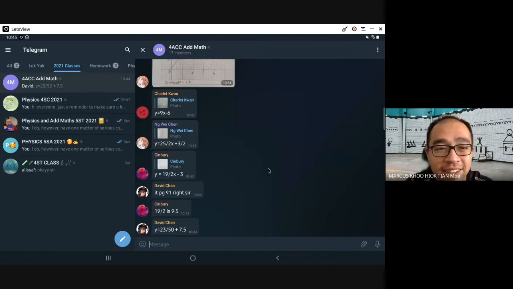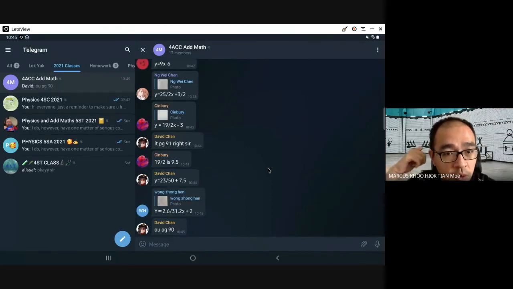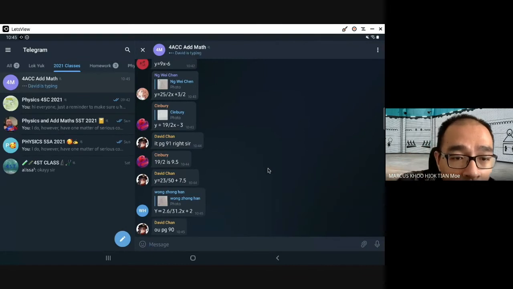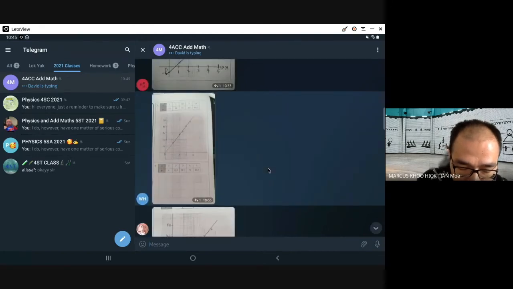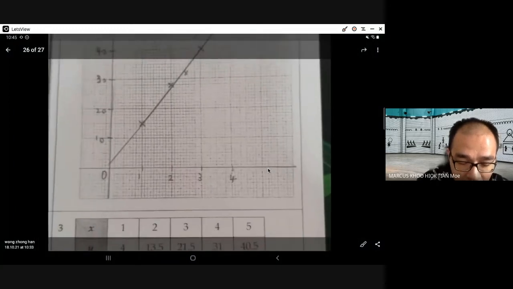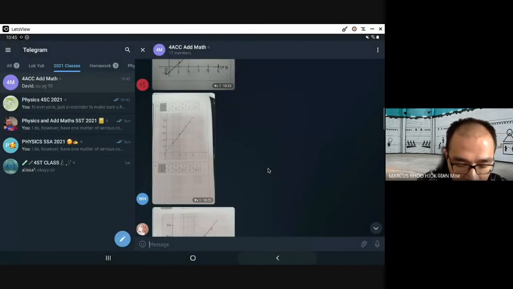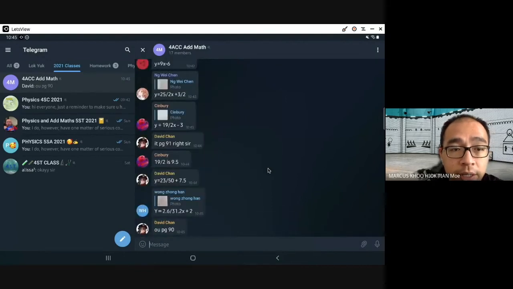Okay, David is definitely wrong, because you're number 3, right, David? Y equals 2.6 over 31.2. Song Han, I don't think you can do that. Can you snap a photo of this one, Song Han, and let me see how you calculate the gradient?